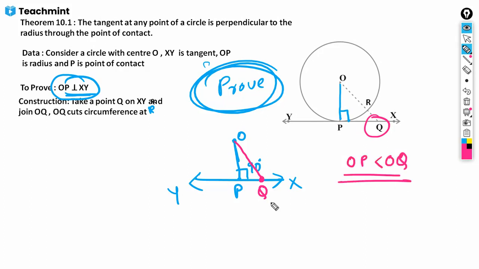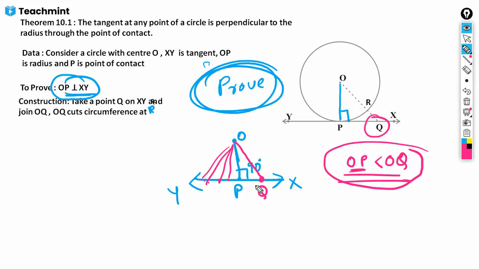It means, what does this mean? OP is less than OQ. That is, the length of OP is less than OQ. If I prove this, then what happens? If you take any points on this line and join them, all those lines are greater than this line. It means this OP will be shorter than all these lines. Therefore, I can say that OP is the shortest distance. If OP is the shortest distance, then OP has to be perpendicular to XY.